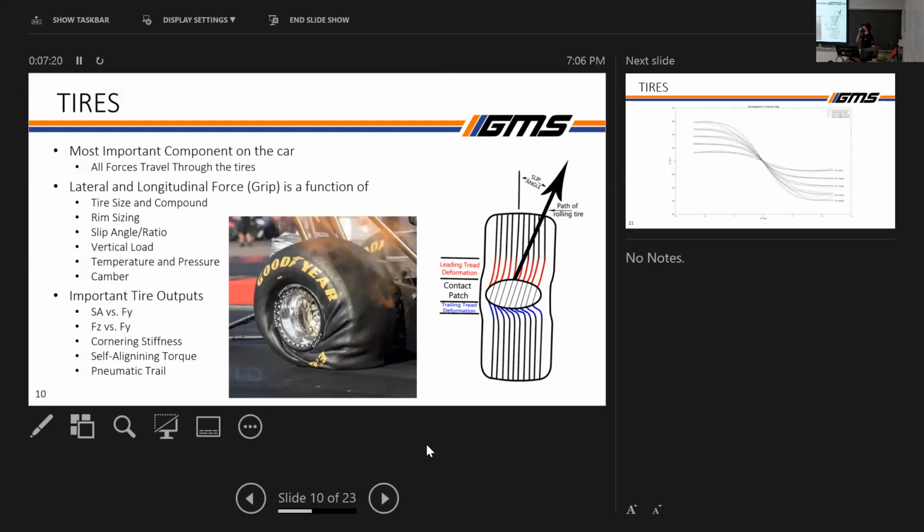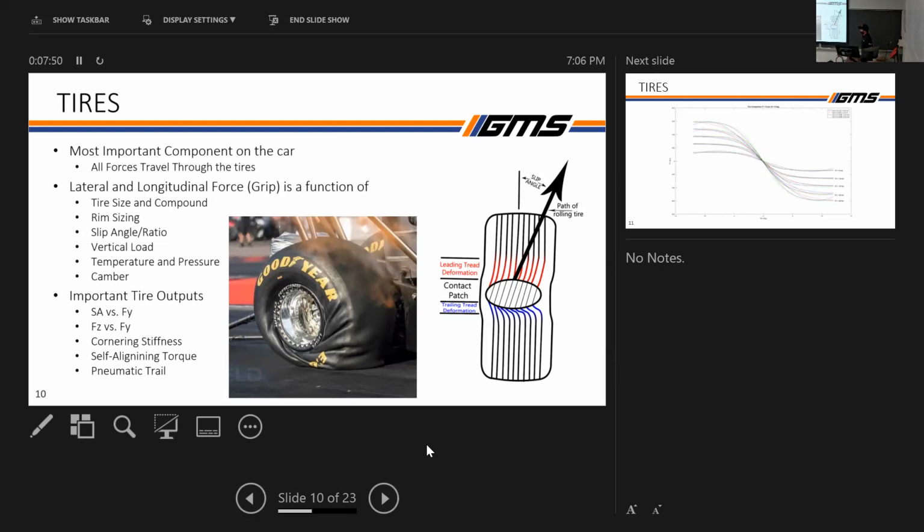Like I was saying, tires are the most important part of the car, really, because all the forces travel through the tires. With tires, we're concerned about grip, because without grip, you're just sliding around. If we can increase grip, that's the easiest way to make the car go faster. And the way we do well in this competition is by gaining points, so if we make the car go faster, we gain more points.